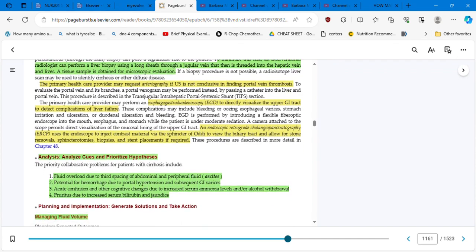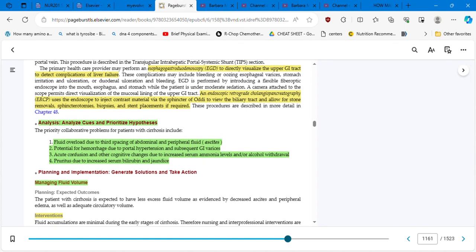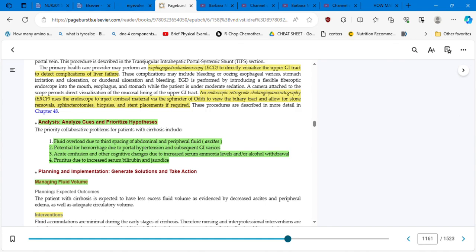The primary healthcare provider may require arteriography if ultrasound is not conclusive in finding portal vein thrombosis. Also, we have esophagogastroduodenoscopy to directly visualize the upper GI tract to detect complications of liver failure. Endoscopic retrograde cholangiopancreatography uses the endoscope to inject contrast material via the sphincter of Oddi to view the biliary tract and allow for stone removals, sphincterotomies, biopsies, and stent placement if required.